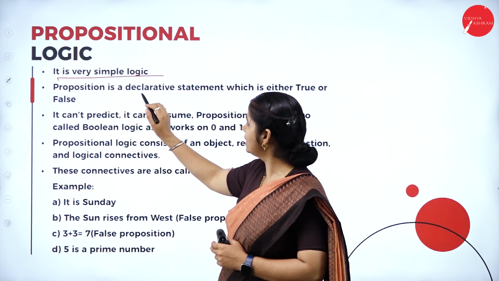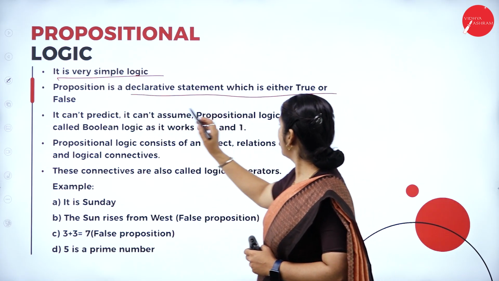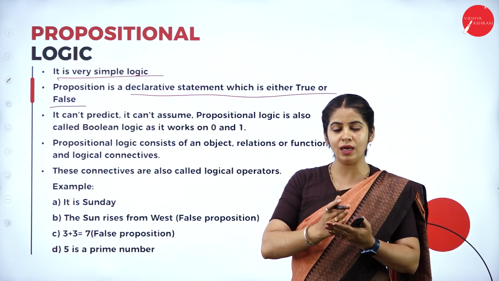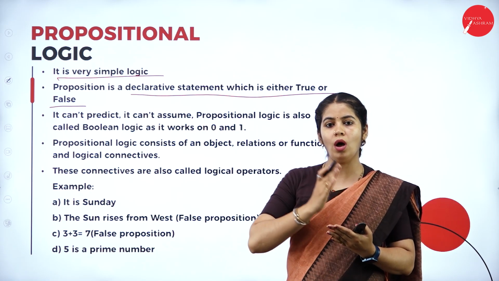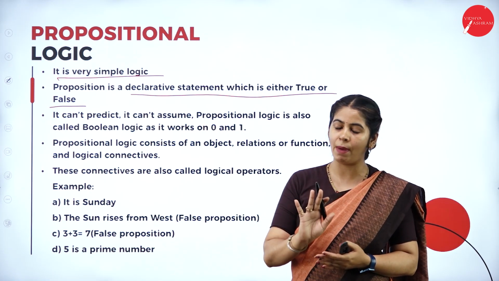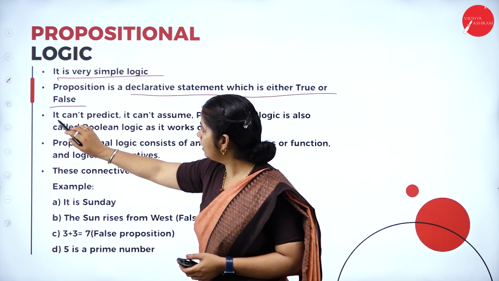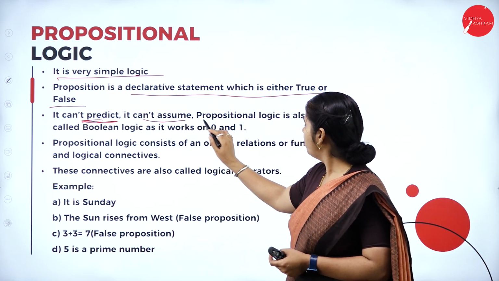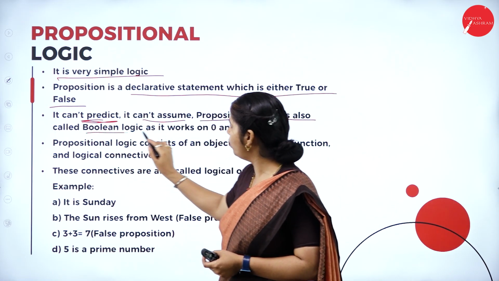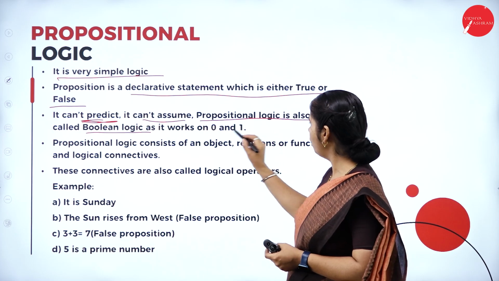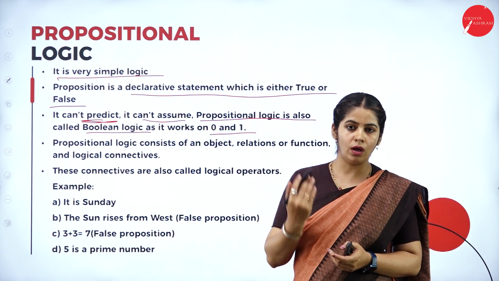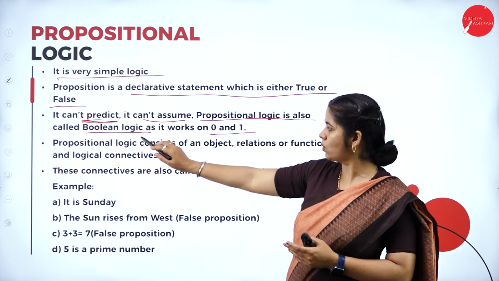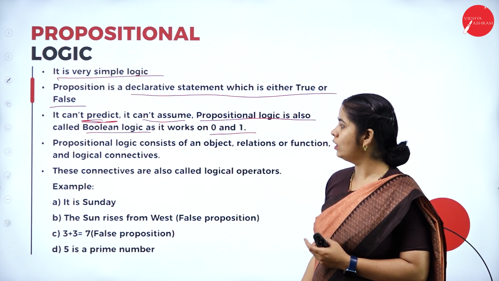Okay, propositional is a declarative statement which is either true or false. So we have discussed what is a declarative statement, whether the statement should be true or it should be false. We cannot combine both. It cannot predict, it cannot assume, and propositional logic is also called Boolean logic. Why? It works with the values 0 and 1. If it is 0 it is true, 1 it is false. Like that it works on 0s and 1s, so it is also called propositional Boolean logic.